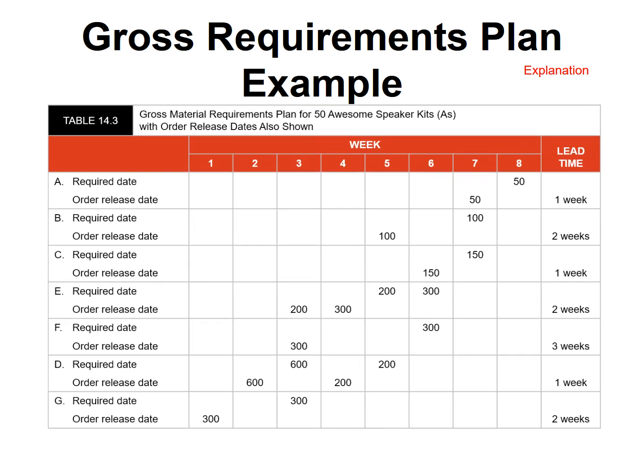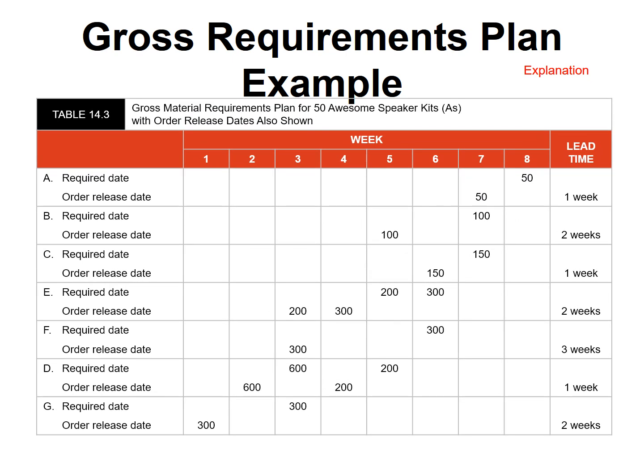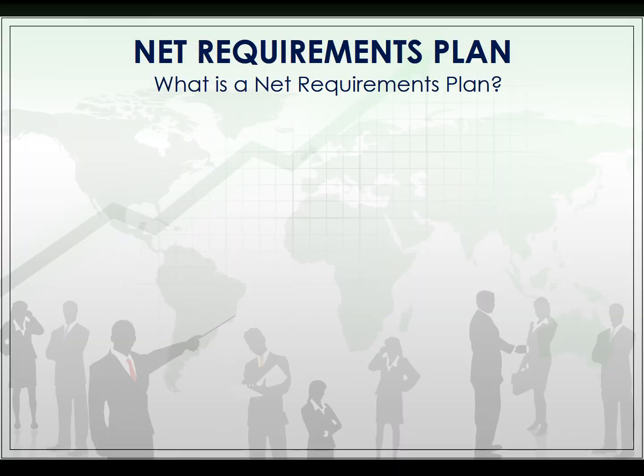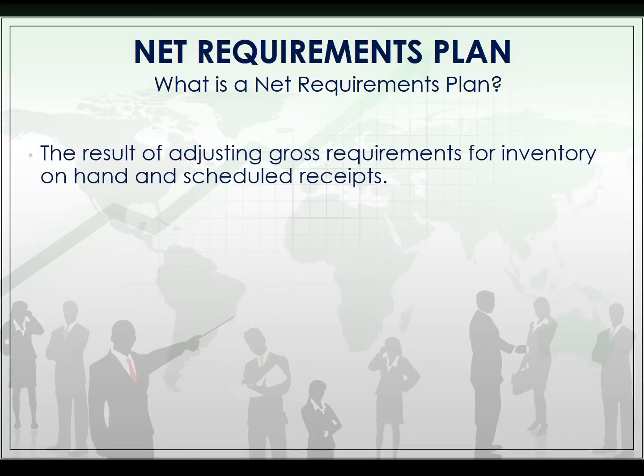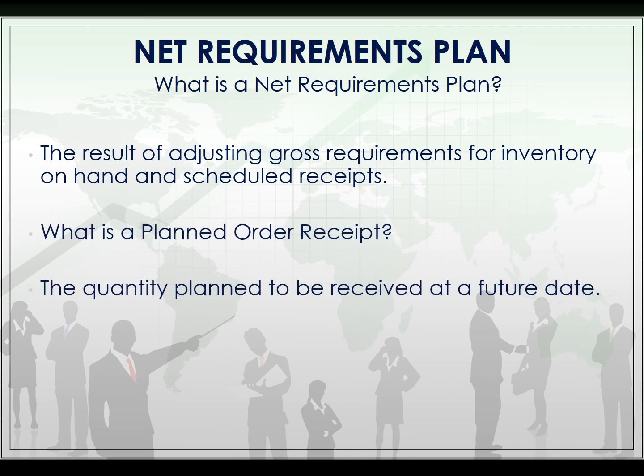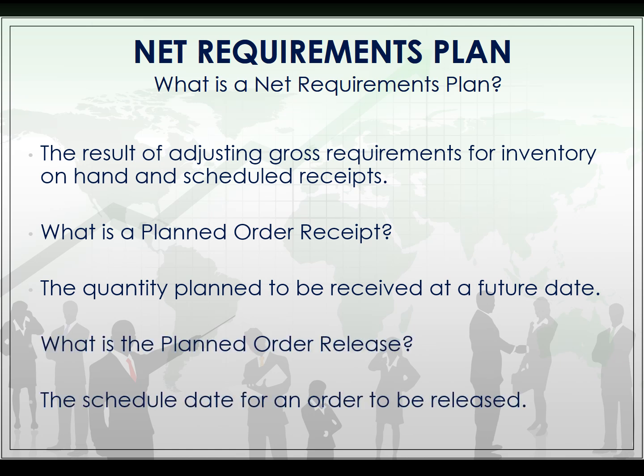So let's take a look at a gross requirement plan. You can see here week 1 through week 8, the products that are needed each of those weeks, how much lead time there is. So it helps the system figure out when to order products so that they arrive on time. A net requirement plan is a result of adjusting gross requirements for inventory on hand and scheduled receipts. A planned order receipt is a quantity planned to be received at a future date. The planned order release is a scheduled date for an order to be released.